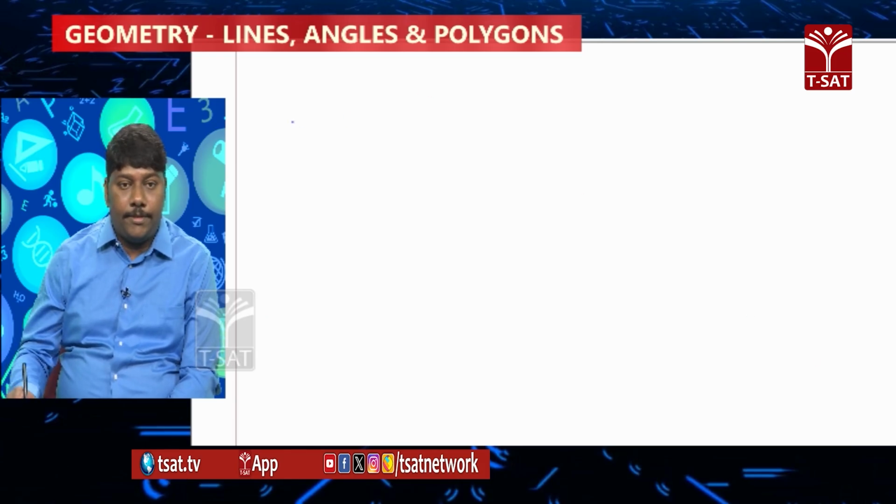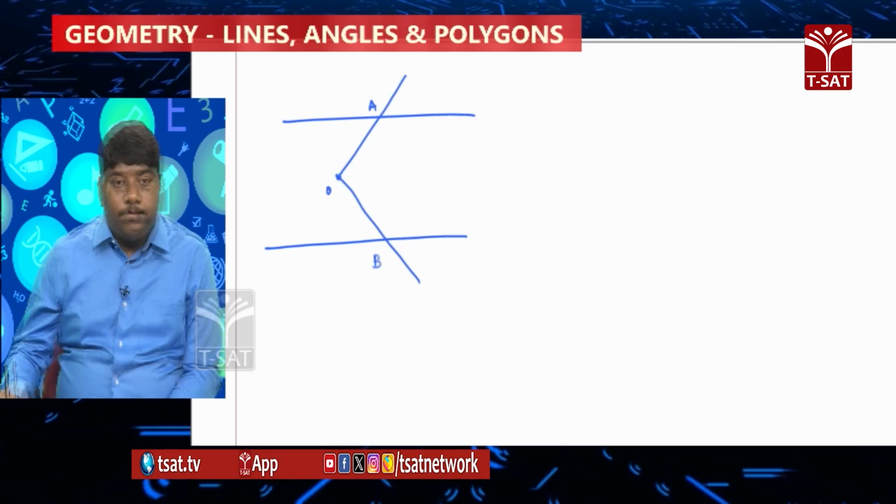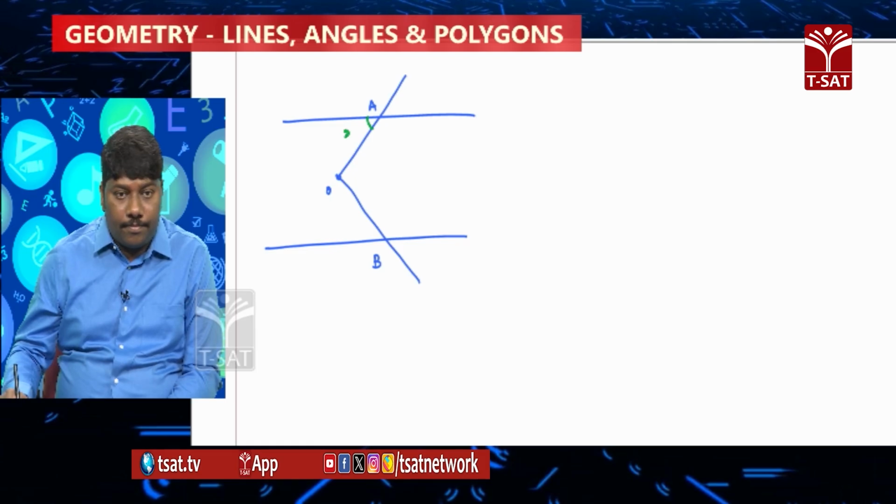If I take 2 lines, let us say point A, O, B. If I give you this as angle X, this is angle Y. What is angle AOB, the central angle AOB?